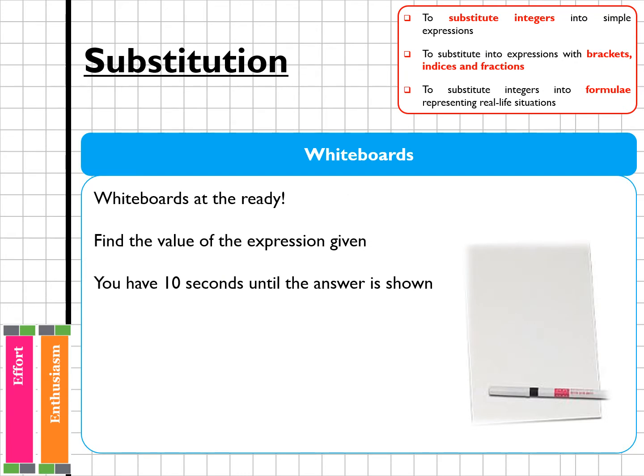Obviously, we'd usually use whiteboards for this task, but if you want to just write on your paper or write on a separate piece of paper, that's totally fine. You have 10 seconds to answer each question shown.